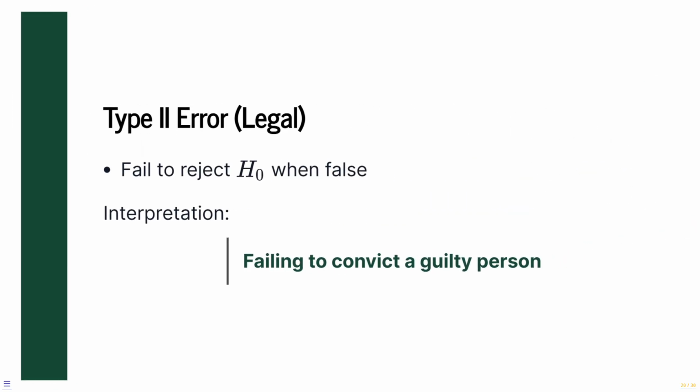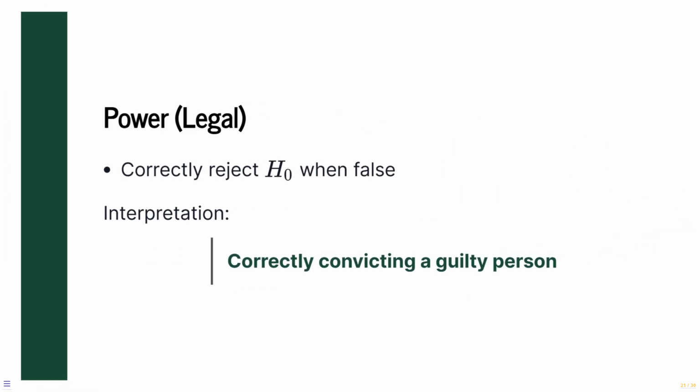A type 2 error corresponds to failing to convict a guilty person. In this case, the evidence was not strong enough to reject the presumption of innocence, even though the person was actually guilty. Power in this analogy represents correctly convicting a guilty person. A high-power test means that when there truly is an effect, we are likely to detect it.